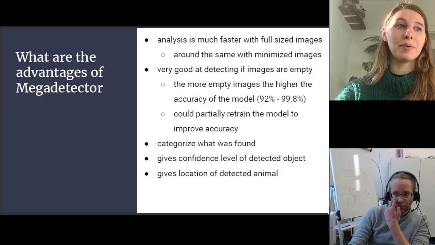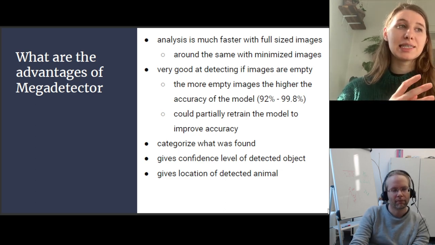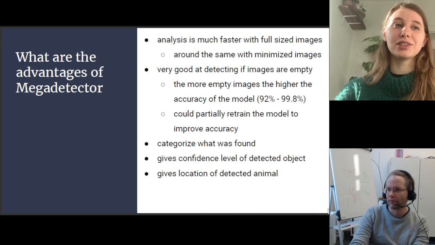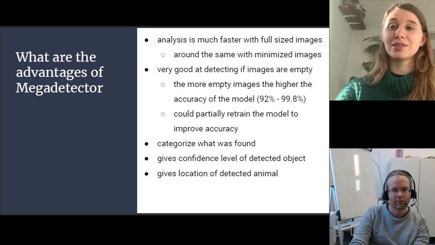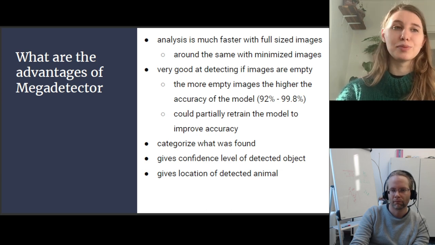So because this detector gives us the category, we can just filter out anything that is not an animal. This is important for us. And also it gives us less work to do because we're very specific on what images we want to look at and what images we just don't care about.